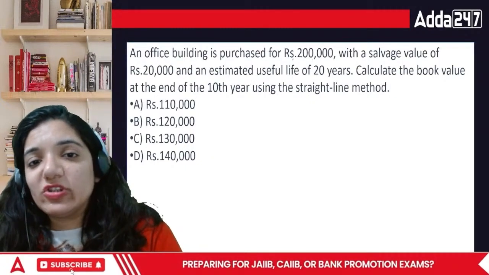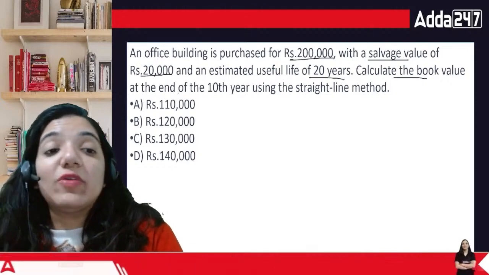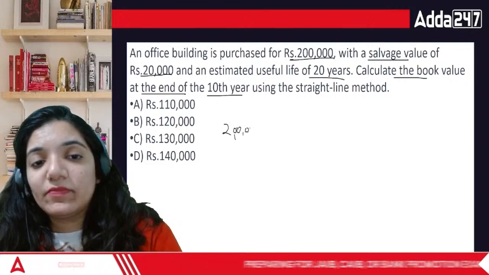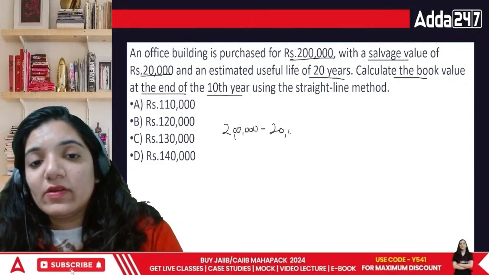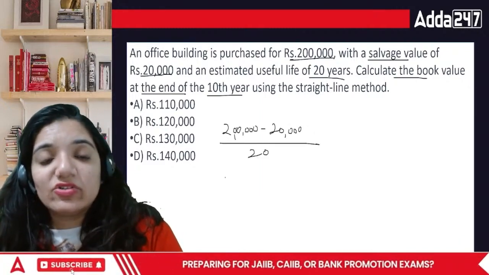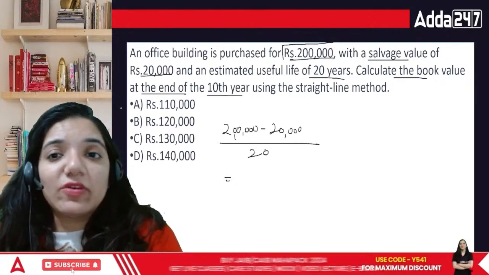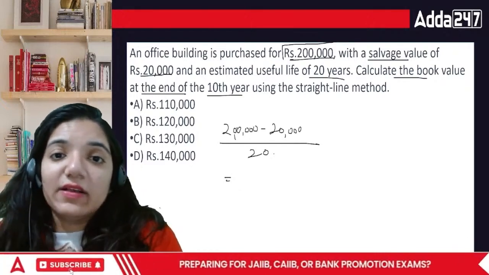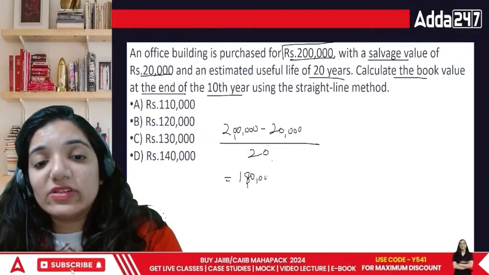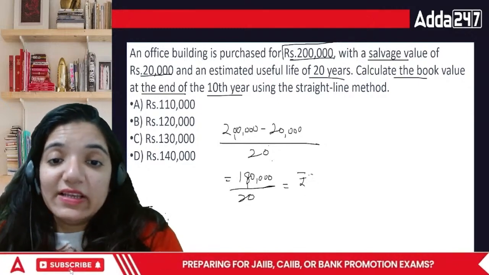An office building was purchased for 2 lakh with a salvage value of 20,000. Estimated life is 20 years. Calculate the book value at the end of the 10th year. 2 lakh minus 20,000 divided by 20 years. So technically, annual depreciation is whatever your purchase price is. You bought it for 2 lakh and you remove the salvage value of 20,000, and the life is 20 years. So technically, that comes out to be 1 lakh 80,000 and you divide it by 20. So in this case, my annual depreciation is rupees 9,000.